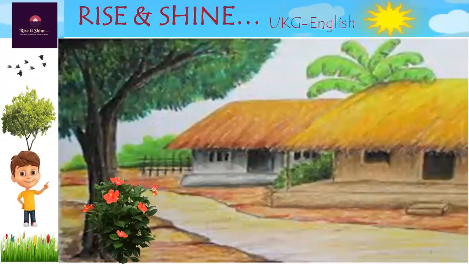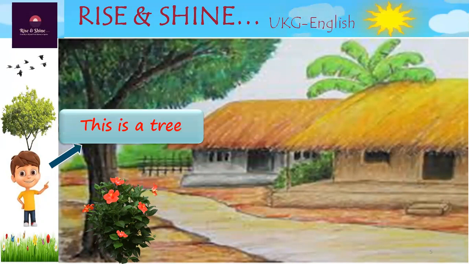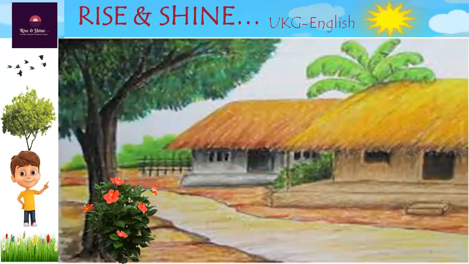Now, let's take a practical example. Now the boy is standing below the tree. He wants to describe the picture, describe the environment. So now first, what about the tree? This is a tree because the tree is near to him and 1 in number. So he says this is a tree.